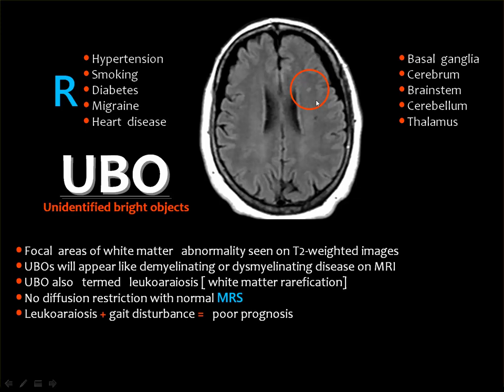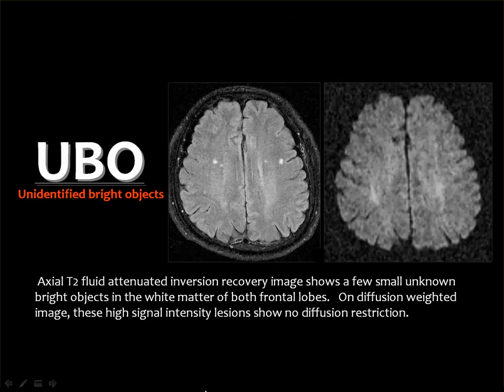Then the site of the lesions may be in the basal ganglia, in the brain parenchyma, brainstem, cerebellum, and the thalamus. Of course, these lesions will not show diffusion restriction, and they will show normal MR spectroscopic findings. These are examples of unidentified bright objects, and the lesions are not showing diffusion restriction.